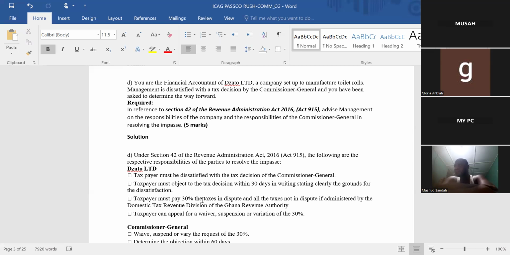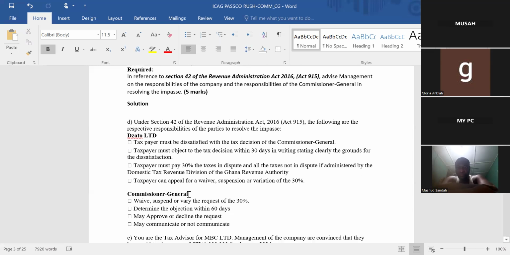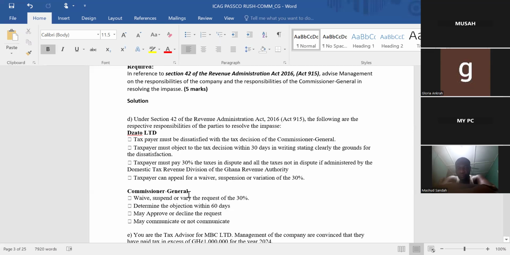Now, what are the conditions? Under sections 42, 43, 44, and 45 of the Revenue Administration Act 2016, Act 915, it says that if the taxpayer is dissatisfied with the Commissioner General's decision, the taxpayer must object to the tax decision within 30 days. How many days? Within 30 days. And you must state clearly the reason for your objection.